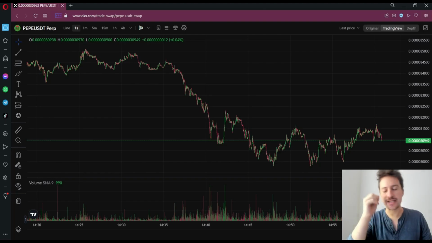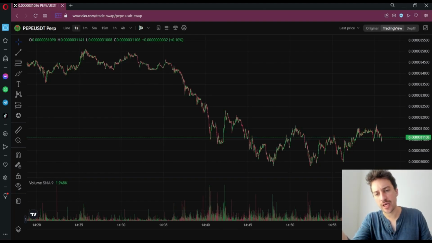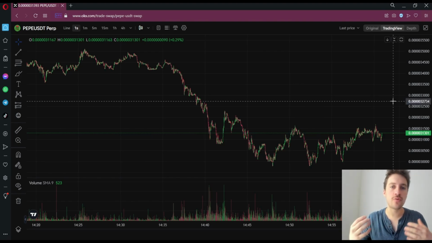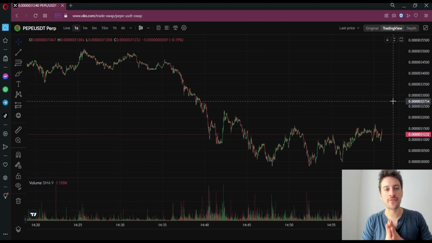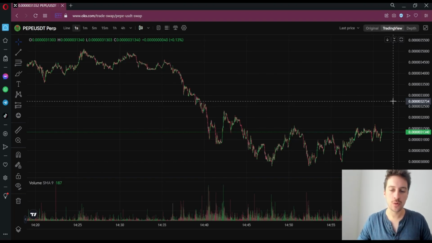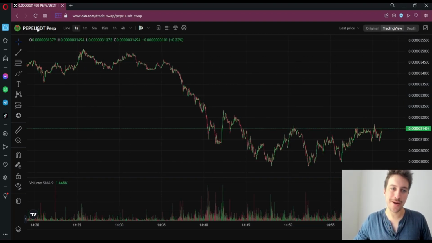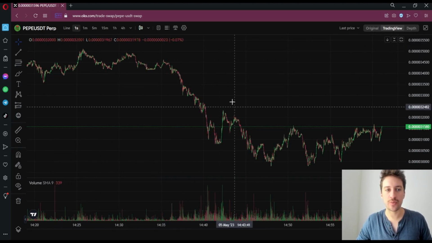So what you're looking at here, it's not TradingView. This is actually OKX, OKEX, or however you want to call it. For those that don't know, OKX offers a 1 second time frame, which means that you can go to any perpetual pair, even a meme pair like PEPE, and you can get the 1 second time frame.